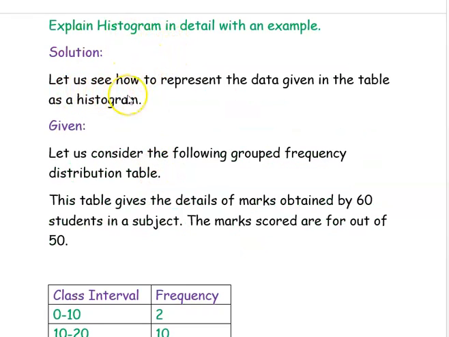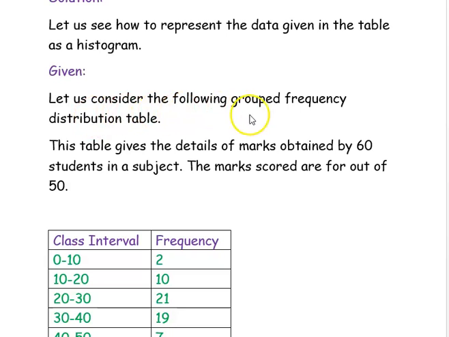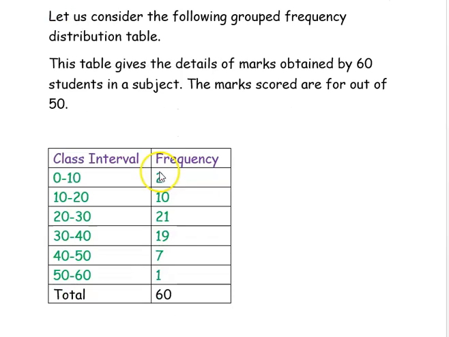So, solution. Let us see how to represent the data given in the table as a histogram. Now let's consider the following grouped frequency distribution table. This table gives the details of marks obtained by 60 students in a subject. The marks scored are out of 50. The marks are denoted in the class intervals, that is from 0 to 10, 10 to 20, 20 to 30, 30 to 40, 40 to 50 and 50 to 60.